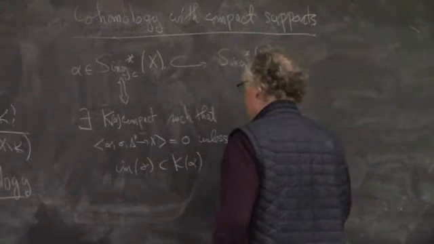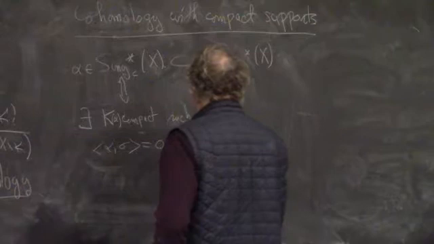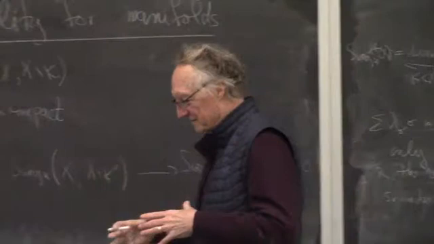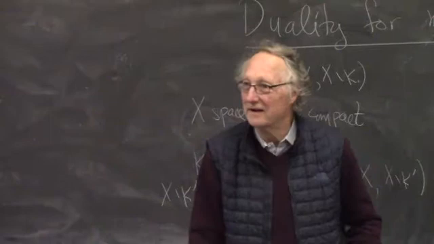Compact set such that alpha evaluates on sigma is zero if the image of sigma is contained in X minus K. So there are three kinds of simplices we have to think about. There are those in the compact set, those strictly outside the compact set, and those that meet both the compact set and the outside. And what I said first was not correct.